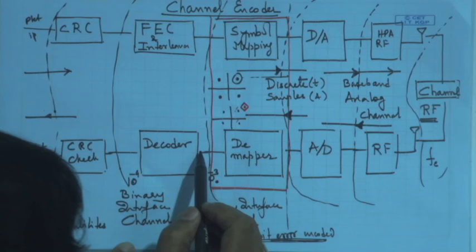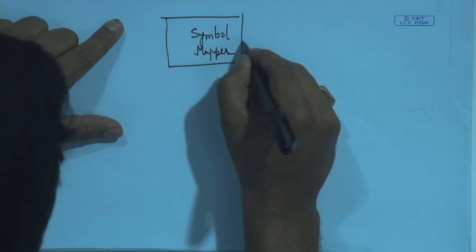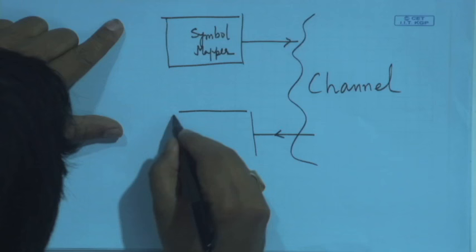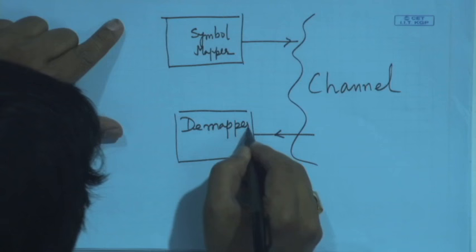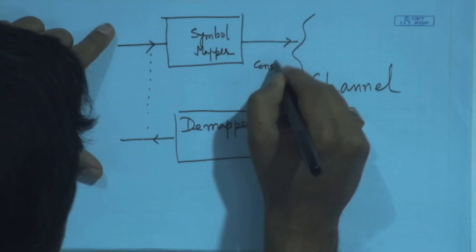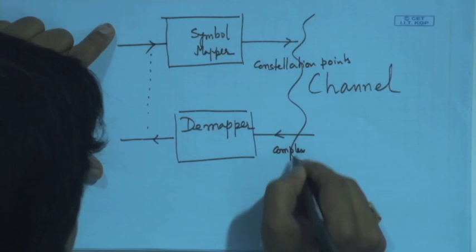So if we look at this part only, what we have is the symbol mapper, also sometimes called the modulator, which sends signal into a channel, and the channel gives output, and it is the job of the demapper to reconstruct the bits which were at the input of the symbol mapper. So here clearly what we see, inputs are constellation points. Output is something in the signal space. It can be, for example, complex sequences, could be any others.